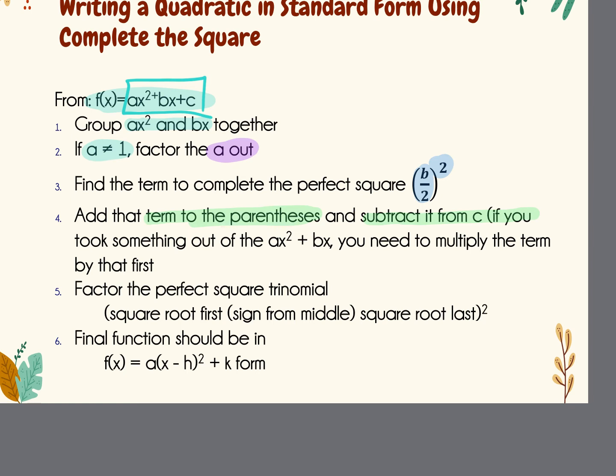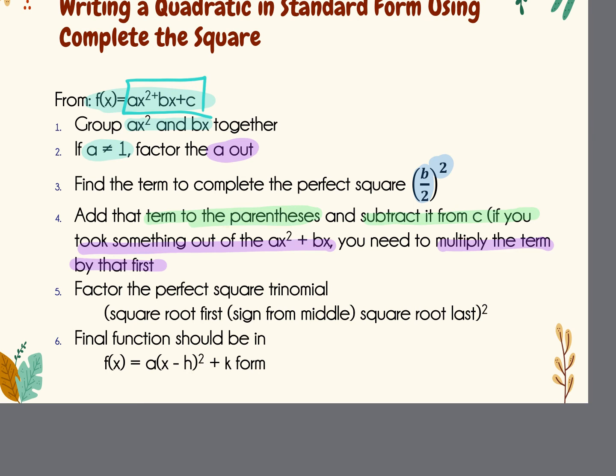So last time we did this, we added it to one side and added it to the other side. Now we're keeping it all on the same side, so the balance is adding to the middle and subtracting from the outside. If you took something out of the ax squared plus bx, then you have to multiply that term by that first. I don't know if you remember, but I taught you both ways, and I said it was way easier just to get rid of that stuff. You can't do it anymore. You got to do it the first way.